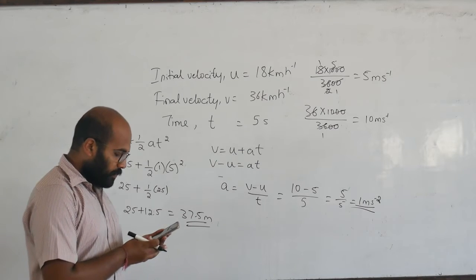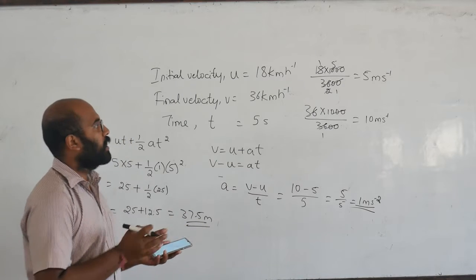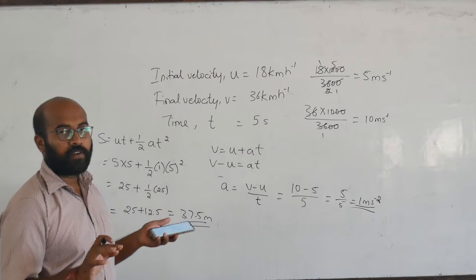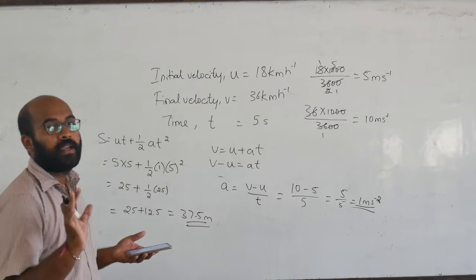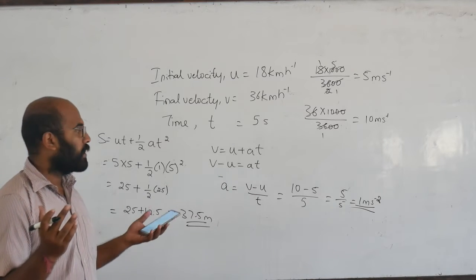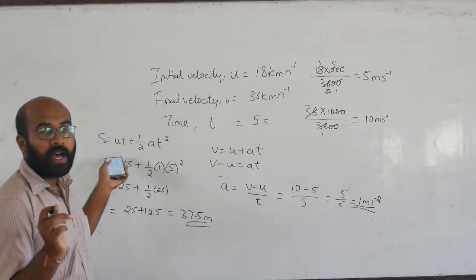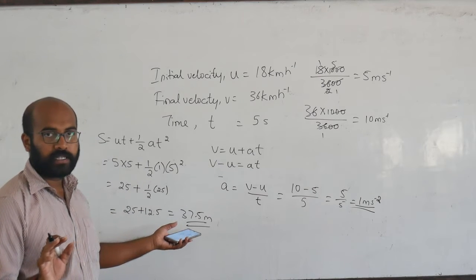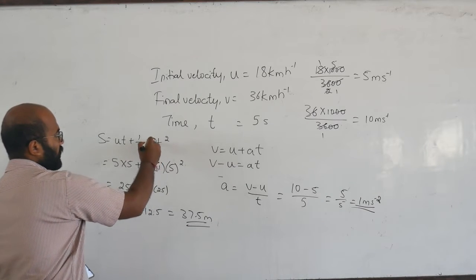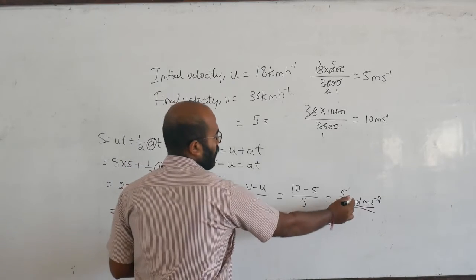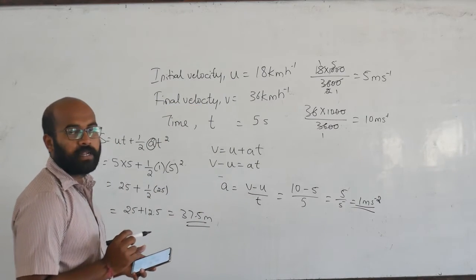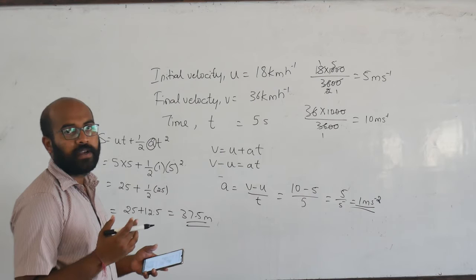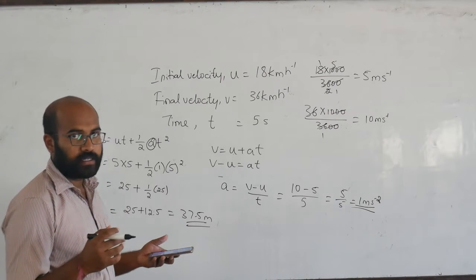I have solved this just using the equation and only substituted the values, without any other calculations. When I put values in the equation I get the distance, but initially I do not know the acceleration. So first I found the acceleration, that is 1 meter per second square. After finding that, I used it in the equation to find the distance.